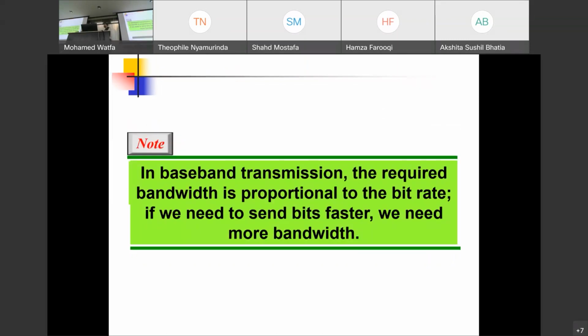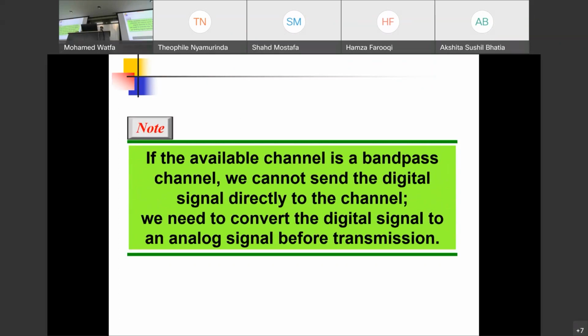So in baseband, the bandwidth is proportional to the bit rate, as we know. Of course, if you want to send more bits, you need more bandwidth. That's kind of intuitive. If the channel is a band pass channel, we cannot send the digital signal to the channel, we need to convert it. So what does band pass mean? Band pass meaning analog. So if I'm sending digital data over an analog signal, I need to do some conversions, and these are some techniques that we have.